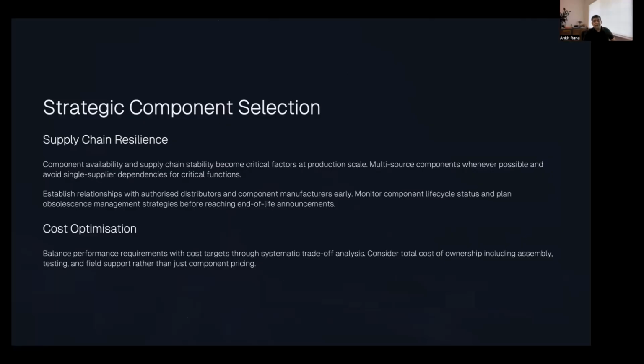At scale, your biggest enemy can be a single unavailable component. Multi-sourcing and early supplier relationships are crucial. Also, keep an eye on life cycle status. Obsolescence notices can derail production plans. And remember, cost optimization isn't just about the price tag of a chip, it's about the total cost of ownership: assembly, testing, and even field support.